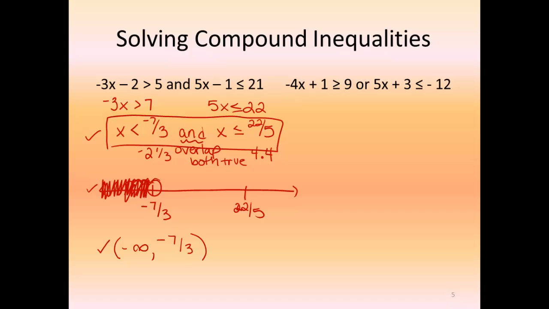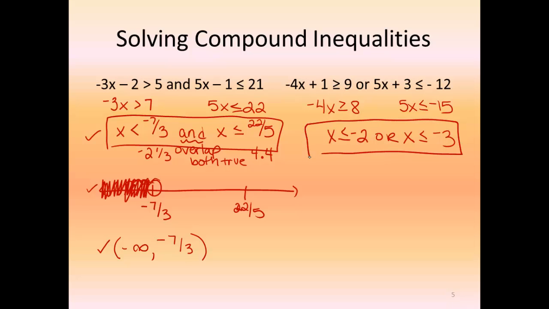Alright, one more OR statement here. Let's take each inequality individually. So I have -4x is greater than or equal to 8. Divide by a negative, so I flip the inequality. On the other side, if I subtract the 3, I get negative 15. Divide, do not flip the inequality, I get negative 3. It is an OR, so there is my algebraic solution. An OR means I'm just going to take everything.